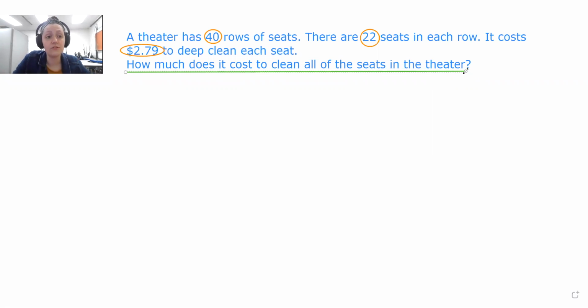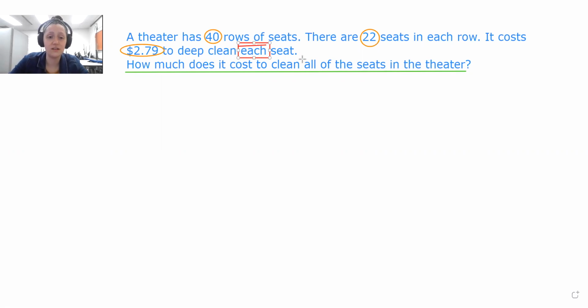Okay. My next step is to box in any keywords that are going to help me figure out which operation to do. Okay, so I'm looking for any keywords that tell me whether I need to add, subtract, multiply, or divide. I see a theater has 40 rows of seats. There are 22 seats in each row. It costs $2.79 to deep clean each seat. So I think each is probably a pretty important word here because it tells me it's going to be $2.79 for each and every seat. That helps to tell me that this is probably going to be multiplication.